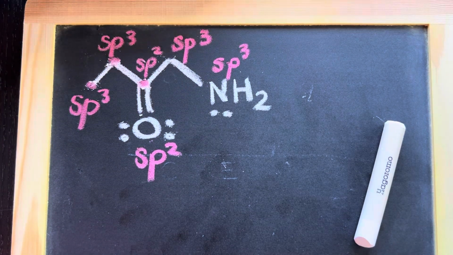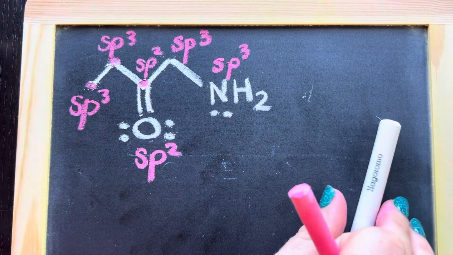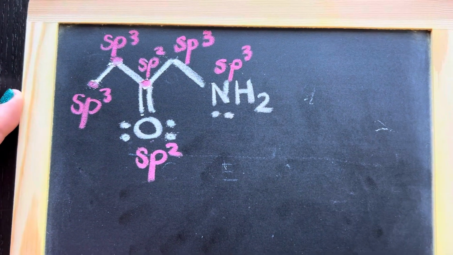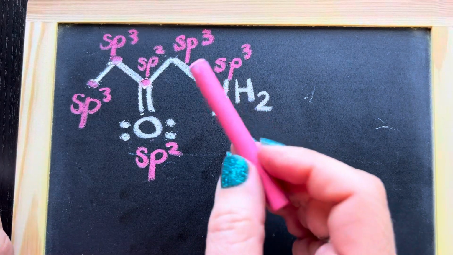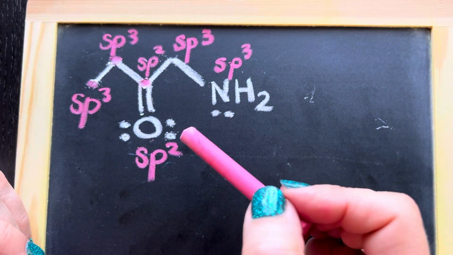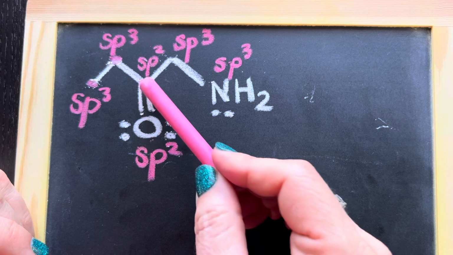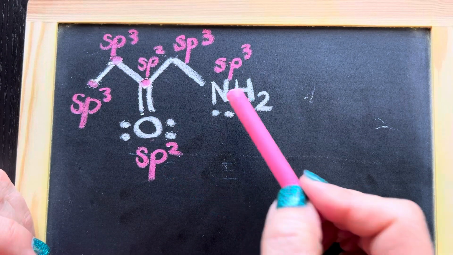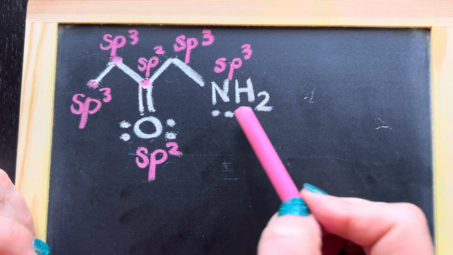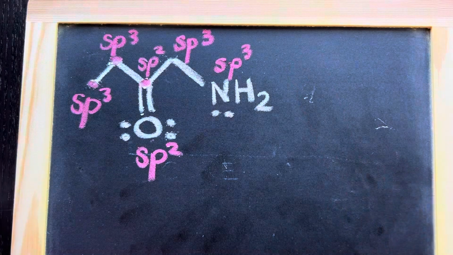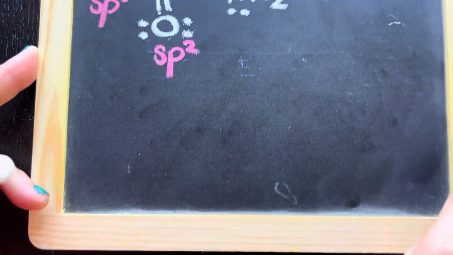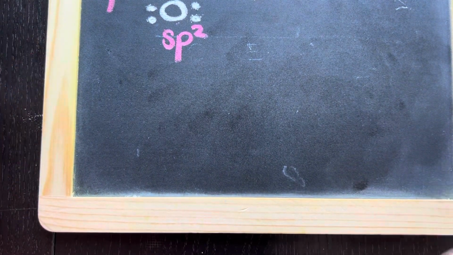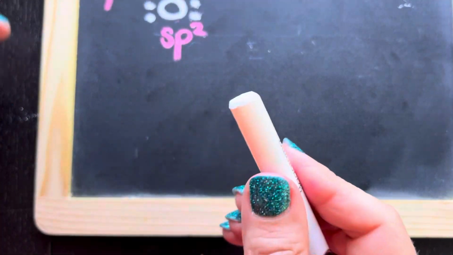All right, let's look at another example of a molecule. Oh, and by the way, if we're reviewing functional groups, this is a ketone, and this is an amine group. Let's look at another one.